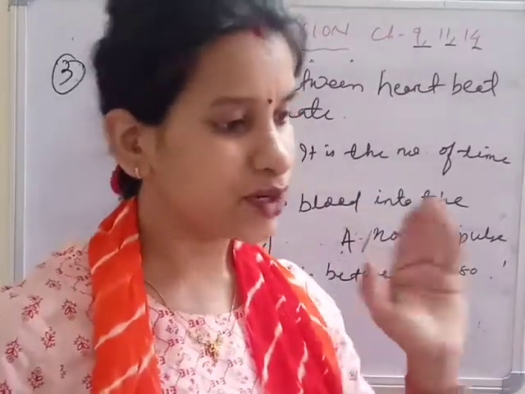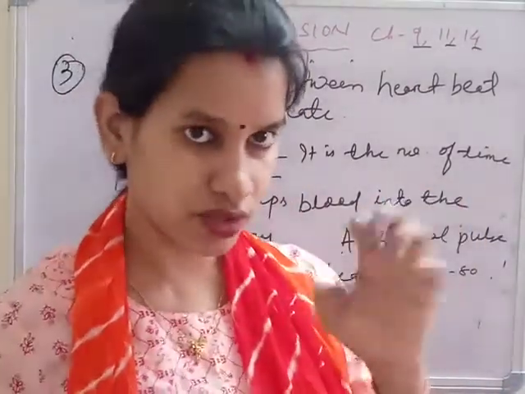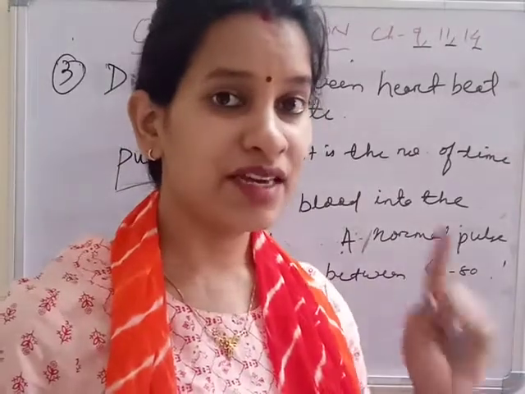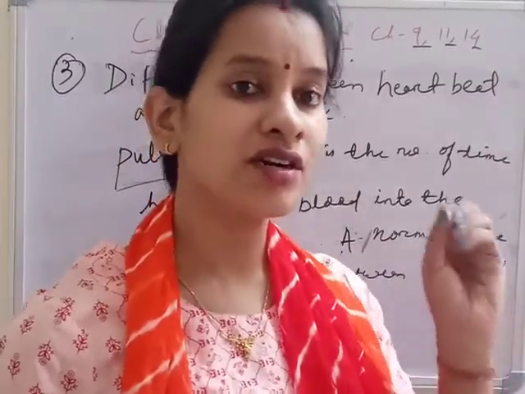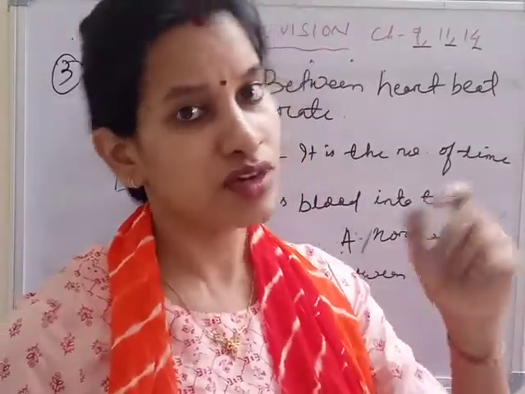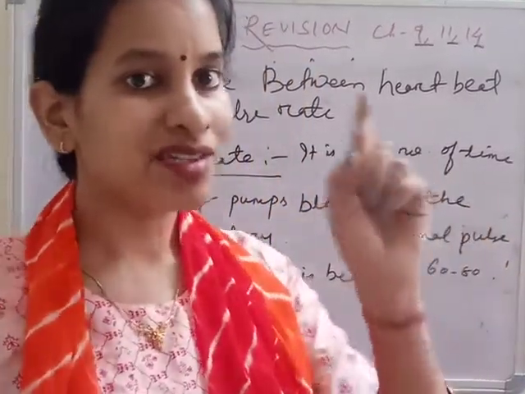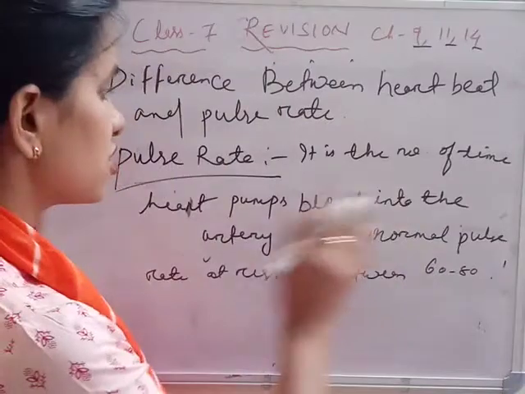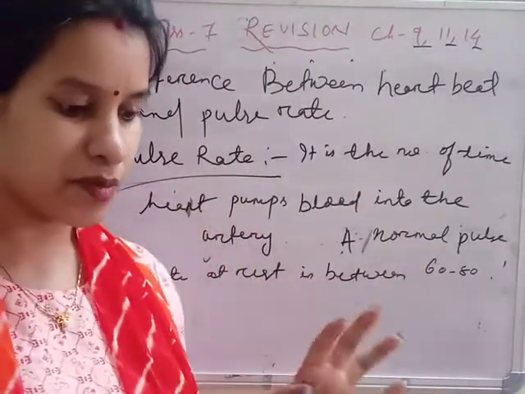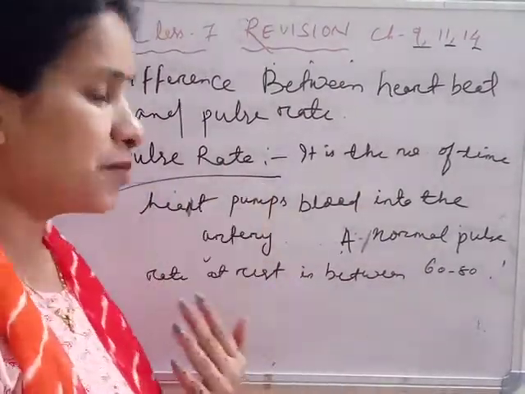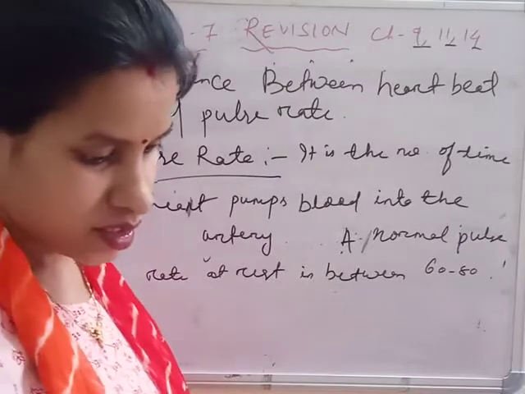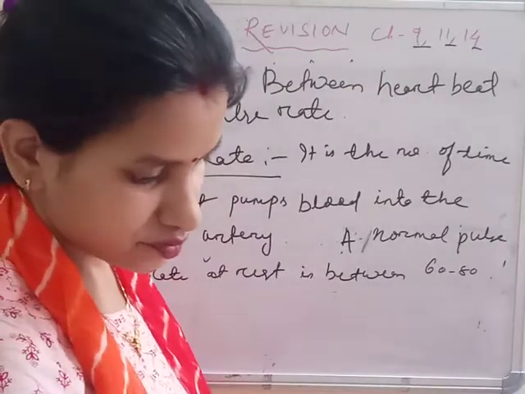Heartbeat is what? Blood going in and coming out, both the things. But here the pulse rate is only the coming out of the blood from the heart. While it is pumping out through the artery, the pulse rate is created. So this is your pulse rate. So be sure about your definitions of the heartbeat and pulse rate. Now moving to the next question.